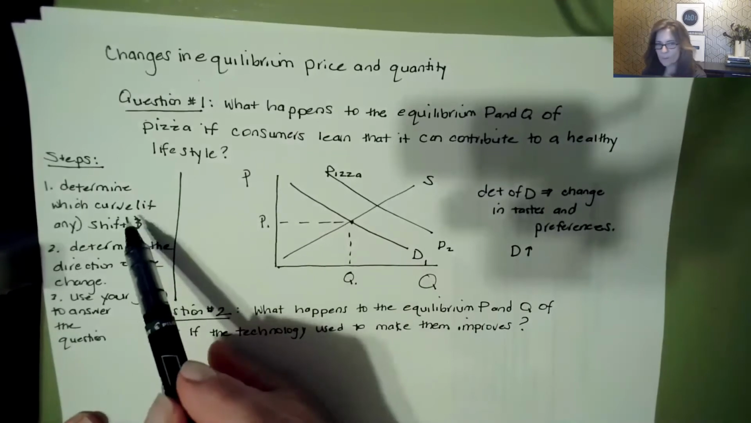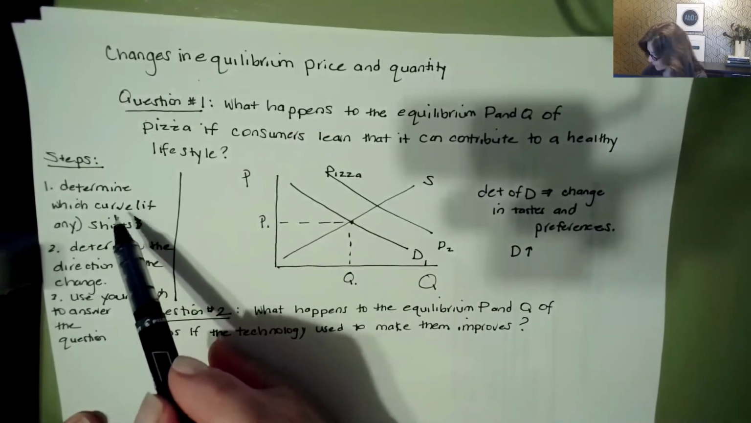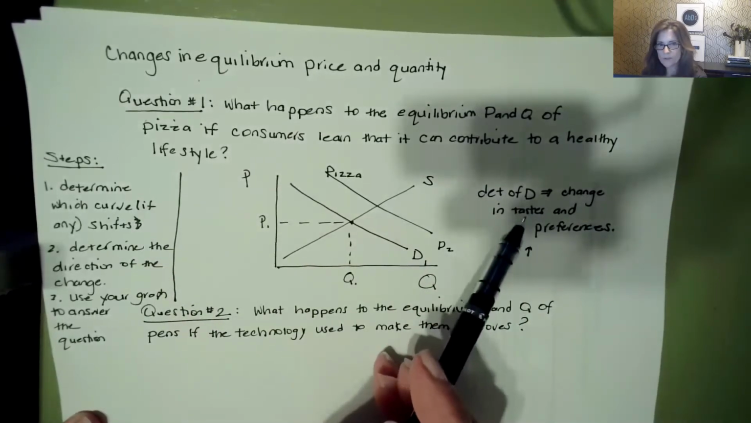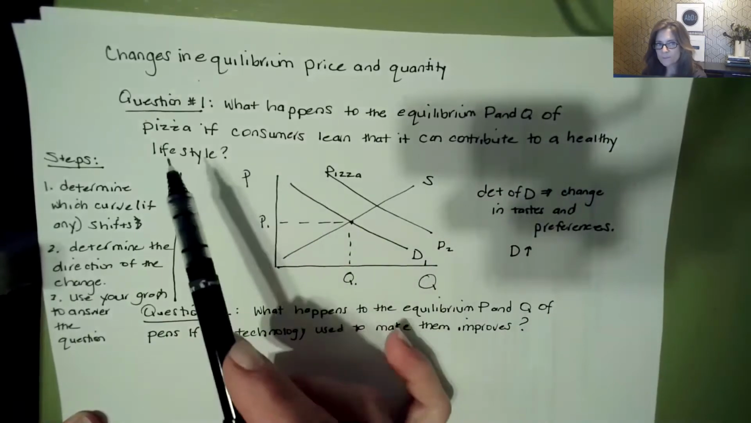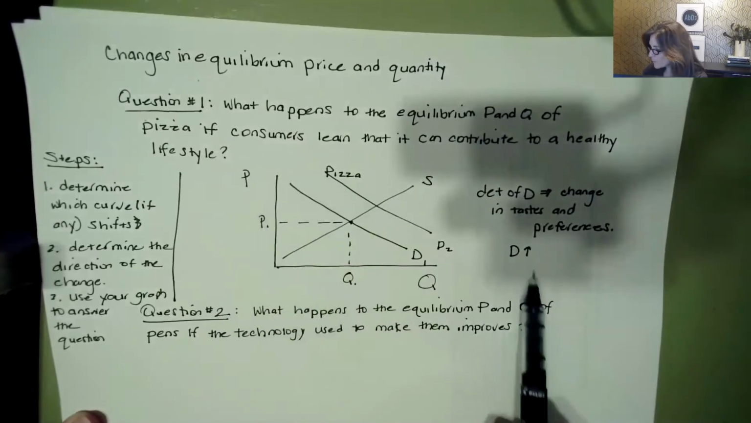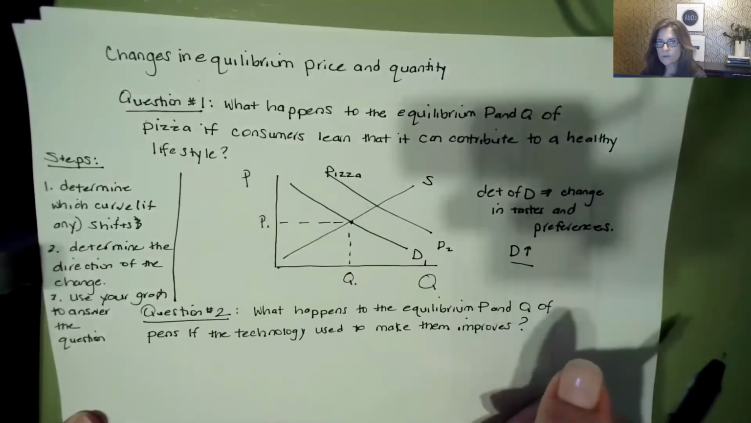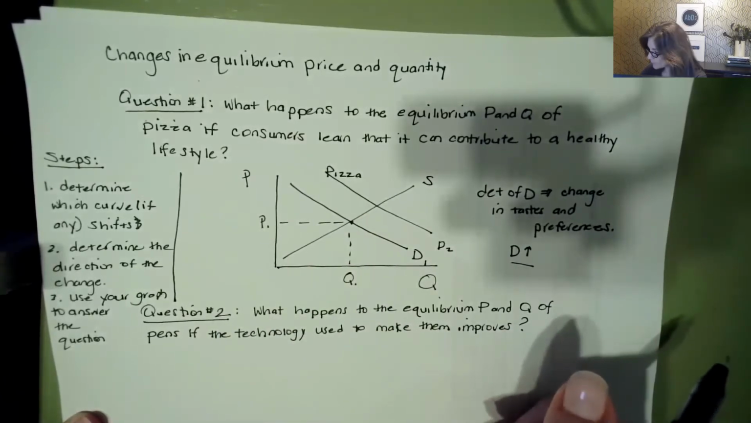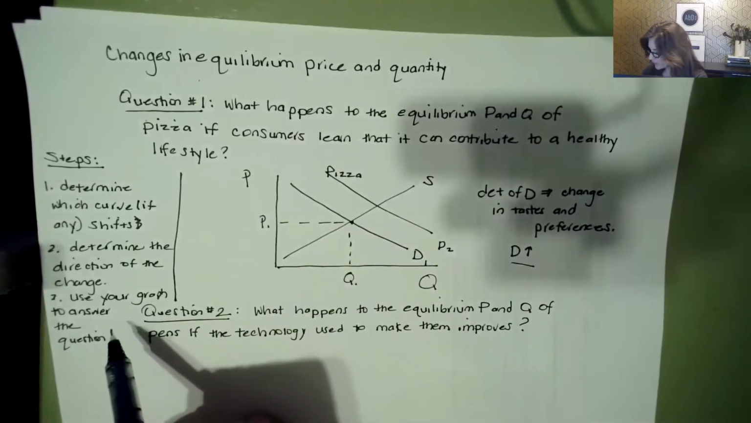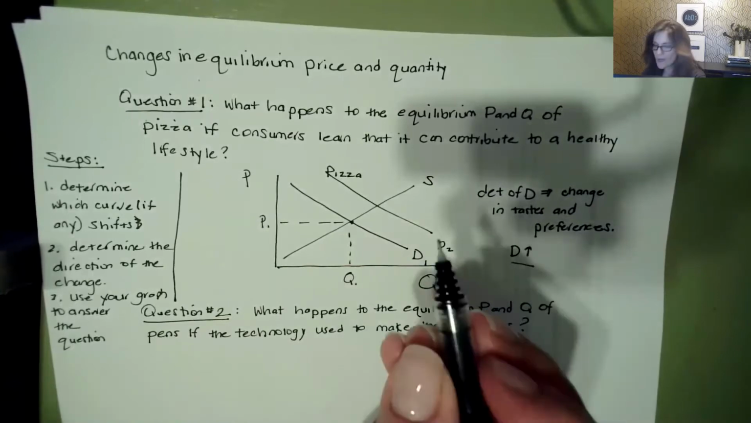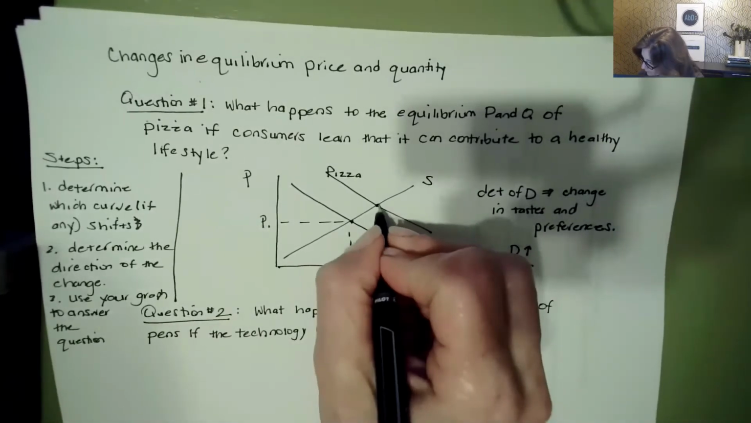Okay, so the first step is to determine which curve shifts. And because it's a determinant of demand, we know that demand shifts. Because it's an improvement in lifestyle, we know that this is an increase in demand, or a shift rightward. And the third step is to use the graph to answer the question, and that would be more specifically to answer what happens to price and quantity.